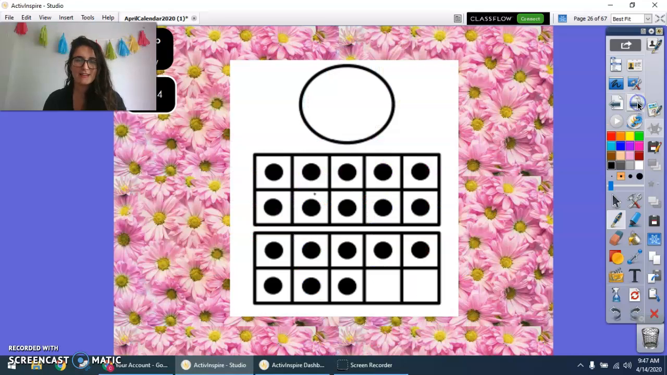All right, and here's our final question for today. Let's see if you remember my trick from yesterday in figuring out how many you see on these 2 tens frames.